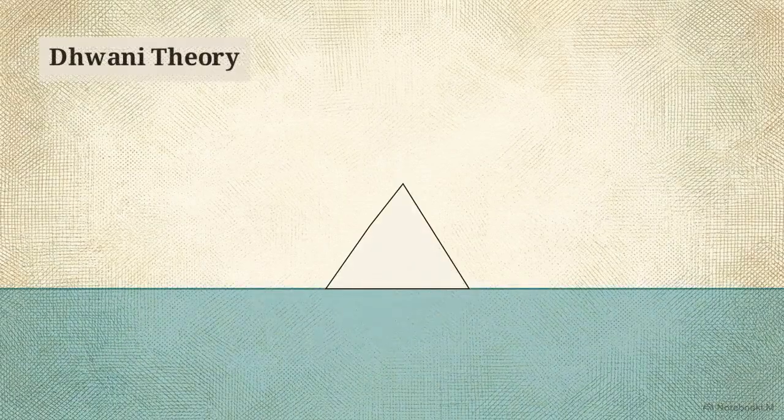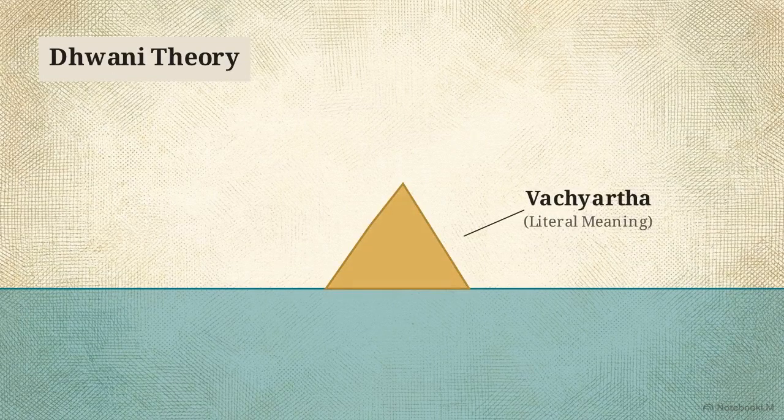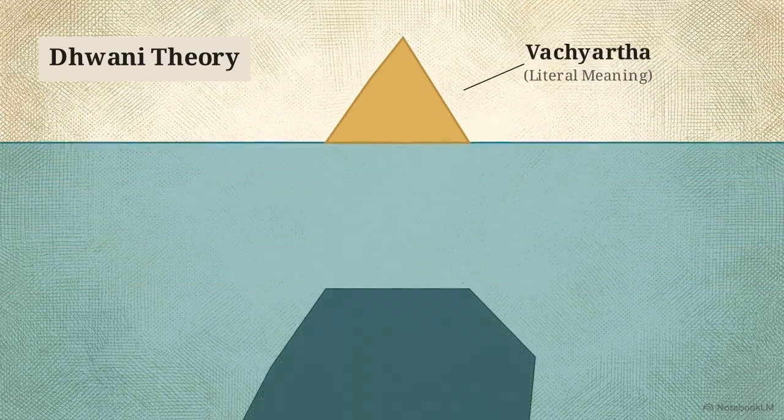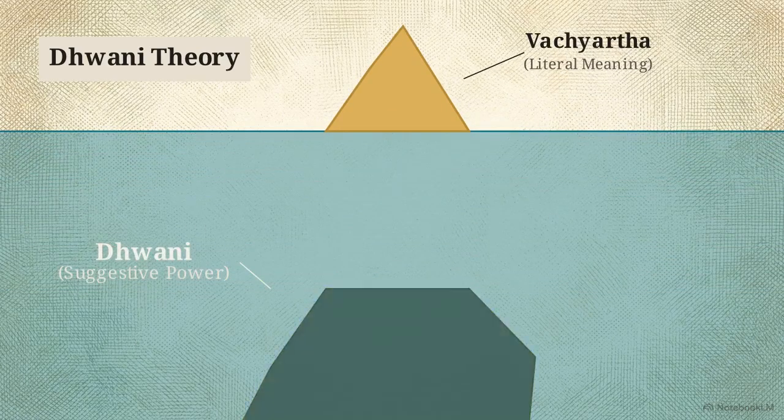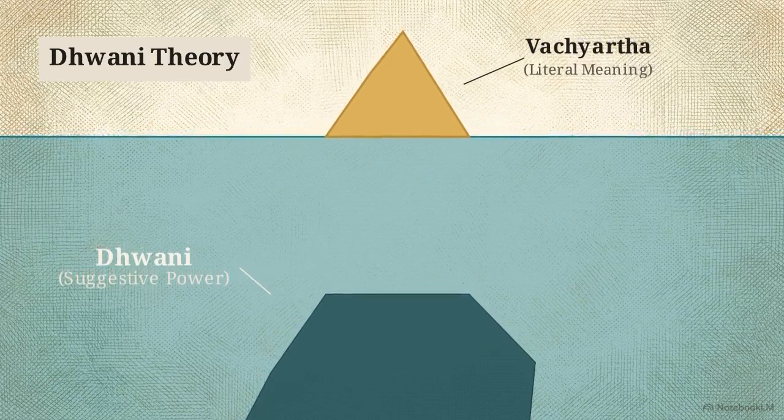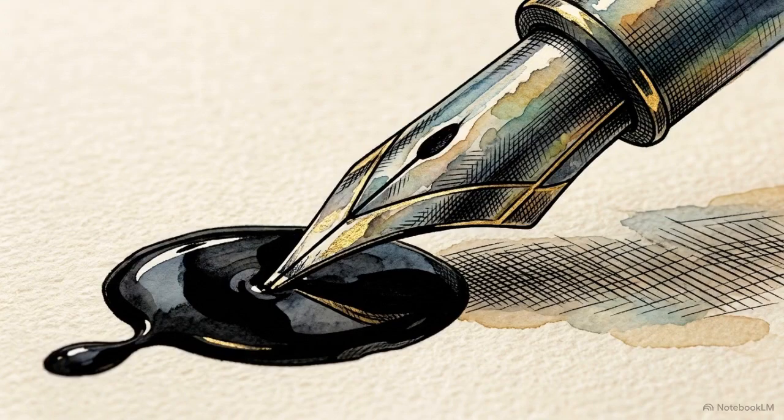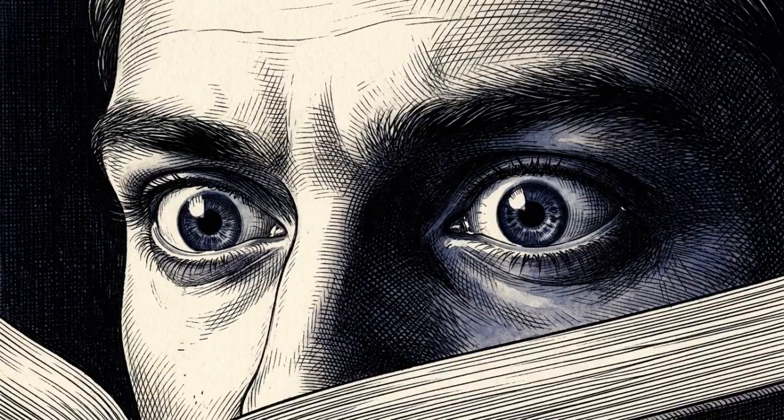This iceberg represents Dhwani theory, considered the most sophisticated element. The tip is Vachyartha, the literal meaning, but the real weight lies below. Dhwani is the suggestive power of the unsaid, forcing readers to subconsciously fill gaps, making the impact personal. The strength of the writing isn't just found in the ink on the page, but in the specific, invisible shadows those words cast inside the reader's mind.